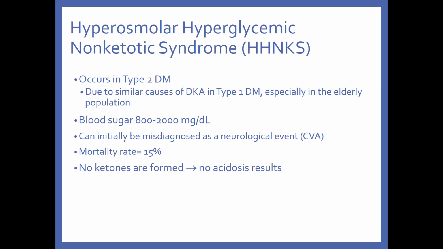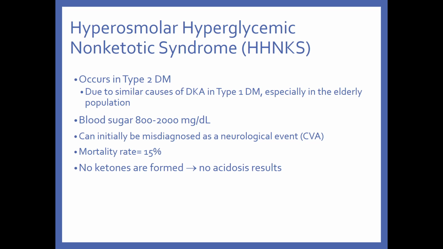All right, so now moving on to a condition that we see in type 2 diabetes called hyperosmolar hyperglycemic nonketotic syndrome. So you can hear in the name, this is nonketotic, there's no ketones produced. This is similar to the causes of DKA in type 1 diabetics. Okay, we're having a high state of blood sugar levels, and as you can see here, it could be 800 up to 2,000. It is significantly elevated.